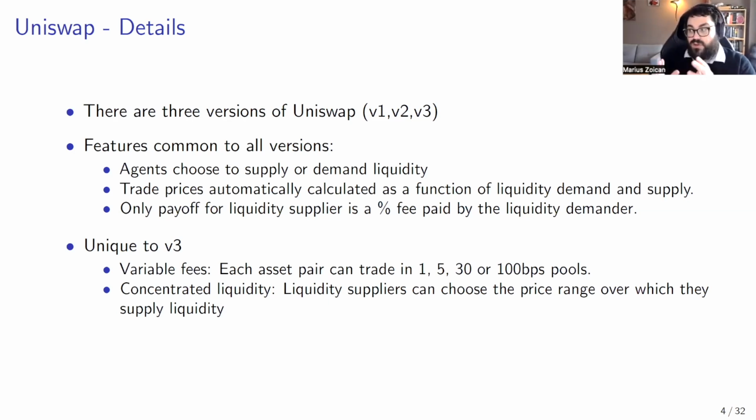Two things. First of all, it allows for trading fragmentation. Each asset can trade on multiple pools with different fee levels, either 1, 5, 30, or 100 basis points. And there's also concentrated liquidity, which means that, in contrast to V2, where liquidity providers had to provide liquidity over the entire price interval from 0 to infinity, now you can concentrate your capital and say, I want to provide liquidity in a tight price range, which means there's going to be less price impact for demanders.